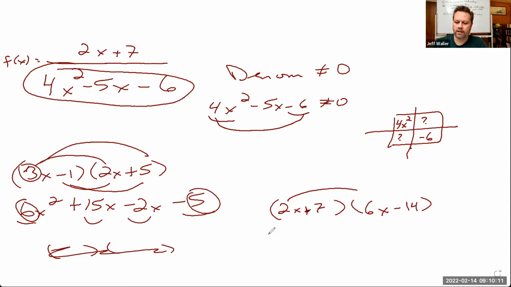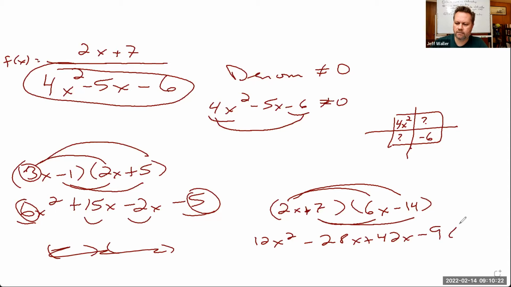All right, so then I get 12x squared minus 28x plus 42x. Oh, what is that, Jeff? 98? All right, now somebody help me out. What is 12 times negative 98? 1176. Is that right? Yeah, that's right. Negative 1176. Yes, does everybody understand what's happening?